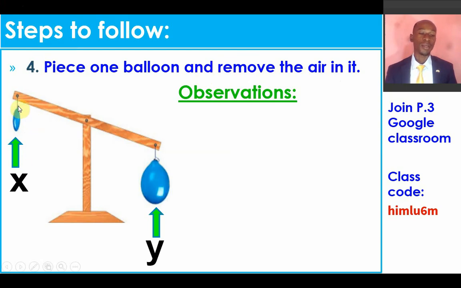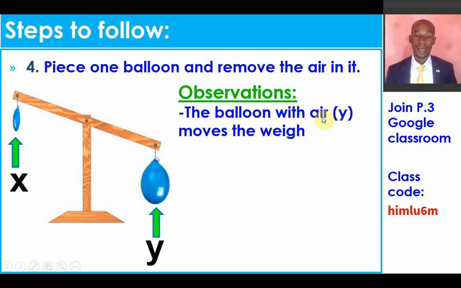So this is what you are going to see. Here we have our balloon X, which was pierced, and we have our balloon Y, which is not pierced and it has its air. So what are you seeing in here? You will see that the balloon with air, that is balloon Y, moves the weighing scale down. Are you seeing that it is no longer balancing? This has moved down. Why? That is why I named this balloon Y. Why does it move the weighing scale down?